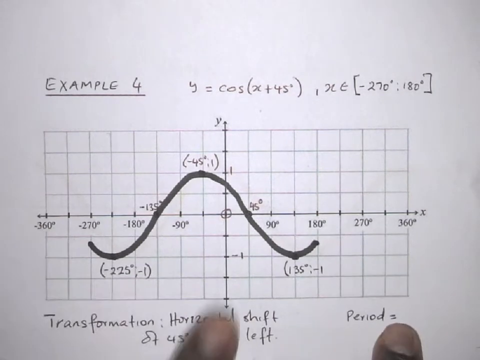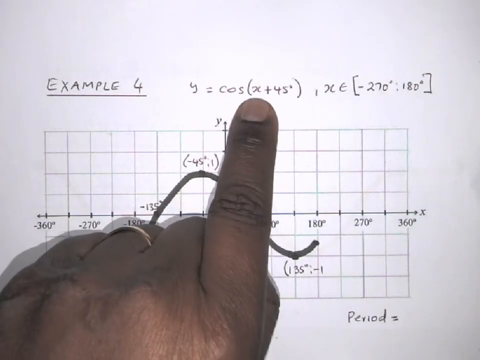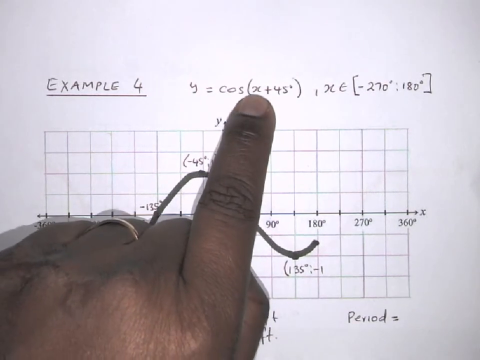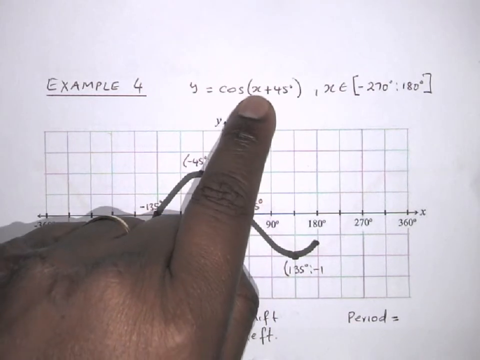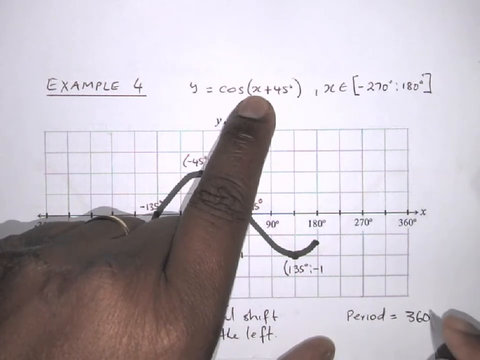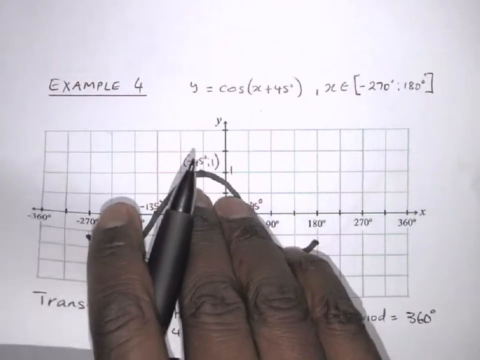What about the period? You can see x is not affected there. I didn't multiply the x with any number. It changes if x is multiplied by a number. In this case, it's not multiplied by any number except 1, so the period is still 360 degrees like the original graph. Let's look at another question.